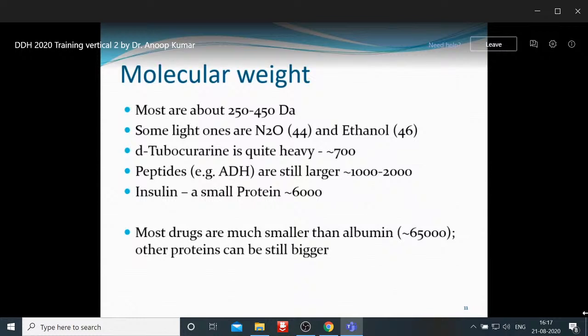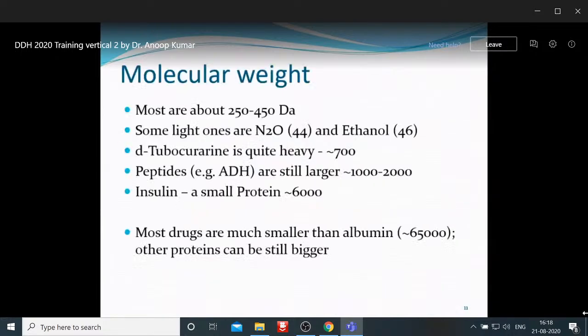If you see the size of albumin, the plasma protein, it is around 65,000, and other proteins are still bigger. So does it mean that if molecular size is more than 500, the molecule will not cross the cell membrane? They will cross, but through different mechanisms. Molecules whose size is between 200 and less than 500 Daltons easily cross the cell membrane through passive diffusion. There is no need for active transport. Only due to the concentration gradient will the molecules cross the cell membranes.